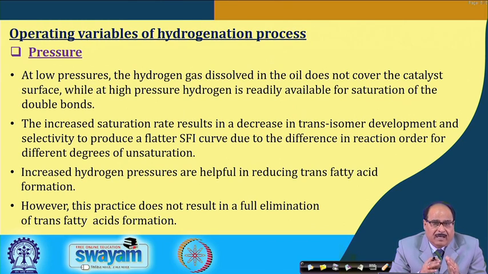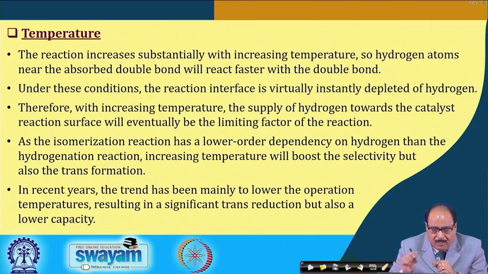That is one of the major drawbacks. In the earlier class we saw that when these oils are heated, the cis forms of the fatty acids are converted into the trans form. So, that may be one problem. By increased hydrogen pressure, they are helpful in reducing the trans fatty acid formation. Of course, however, this should be properly controlled.